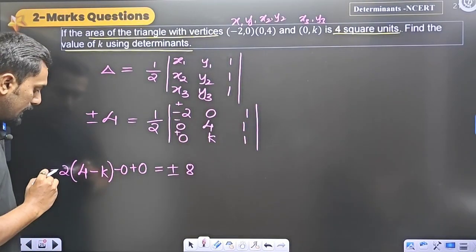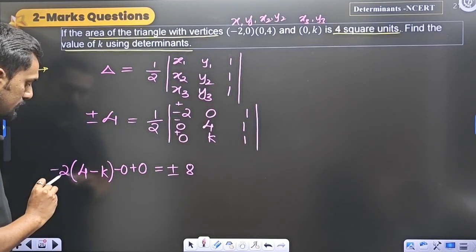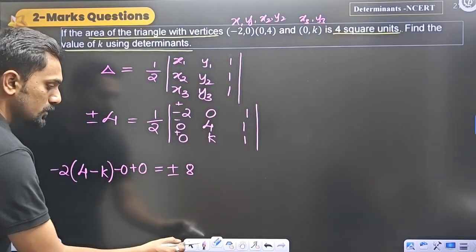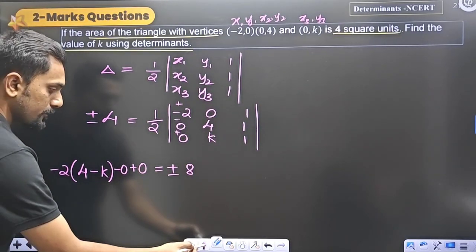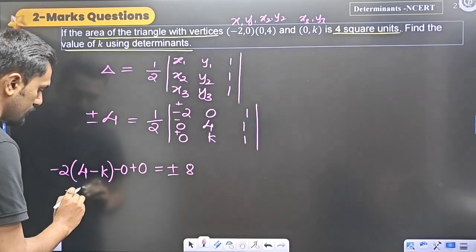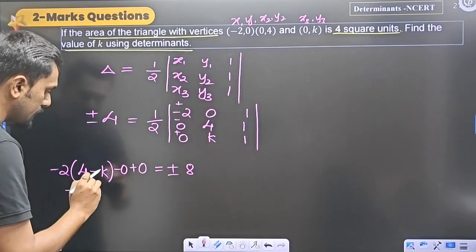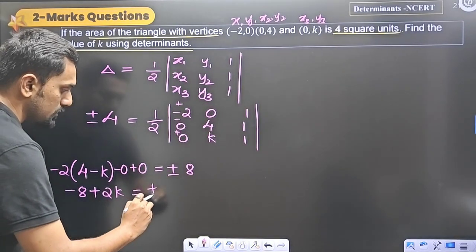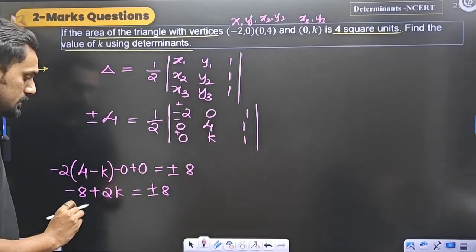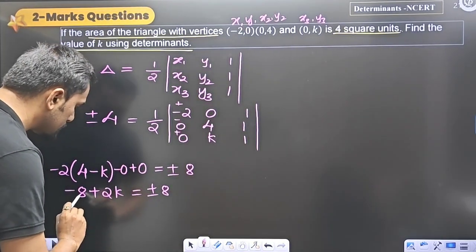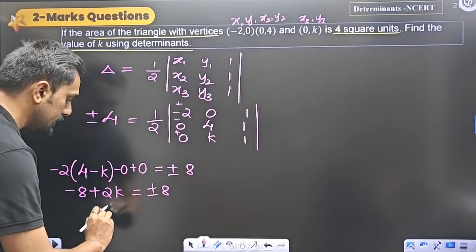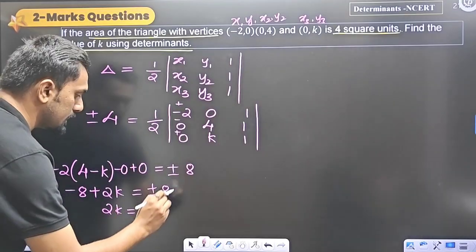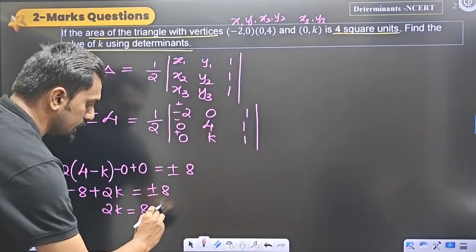So if I multiply this with minus 2, then minus 2 into 4 will be minus 8, and minus into minus plus 2 times of k is equals to plus or minus 8. So first what we will do is we will take only the positive value, then it becomes 2k is equals to plus 8, and this minus 8 goes to that side and it becomes plus 8.